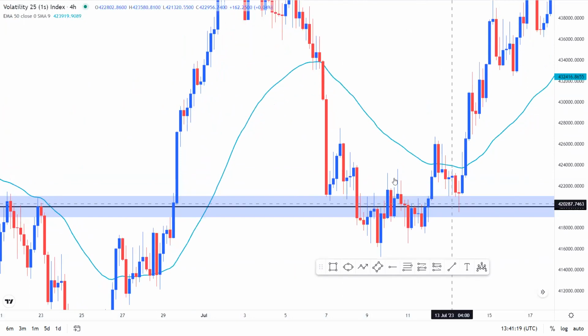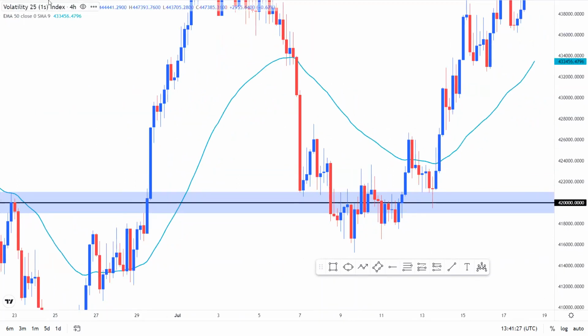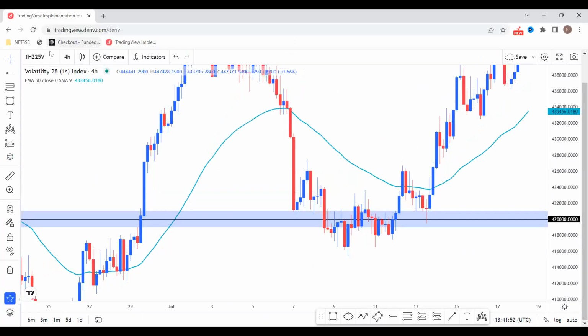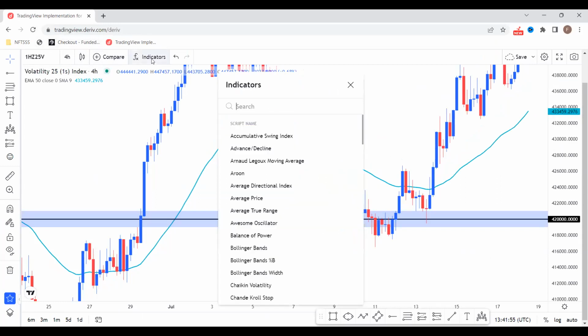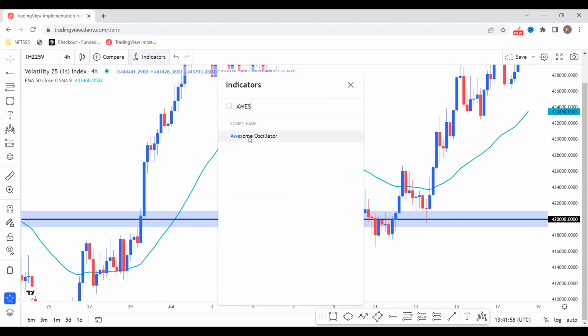Just in a bid to add to the previous confluences from the daily time frame, what I quickly noticed upon reaching the daily area of interest on the 4-hourly time frame is one reversal setup I love to see, and that is the concept of divergence. Introducing the awesome oscillator indicator.